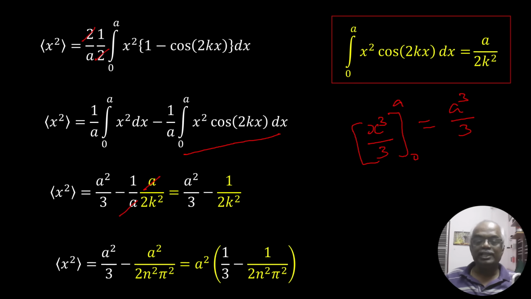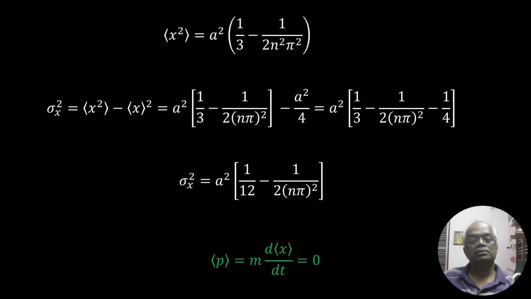But we know k is equal to n pi over a. So you take the first one as it is, then you replace k squared with n pi over a, squared. So this will become a squared over n squared pi squared. Already there is 2 here. So now you take a squared outside, and this will become 1 over 3 minus 1 over 2 n squared pi squared. So this is the expectation value of x squared.